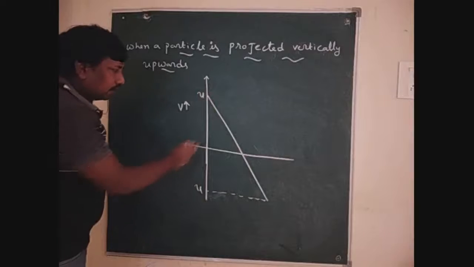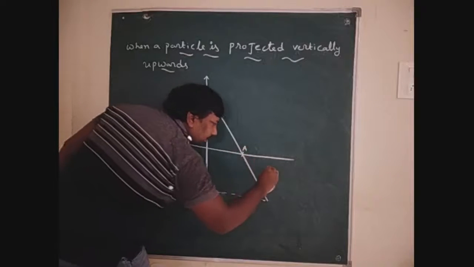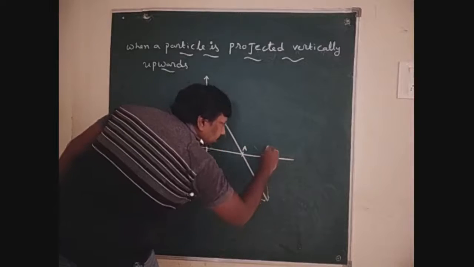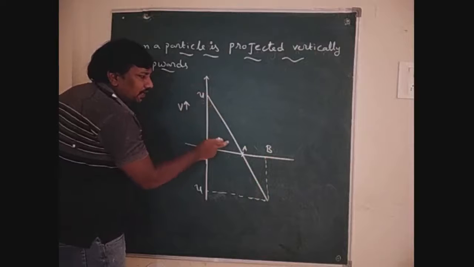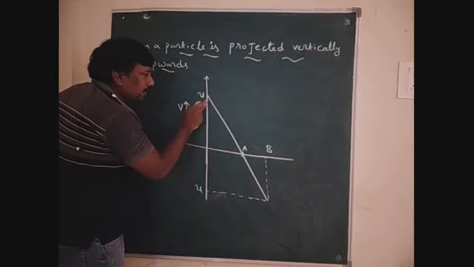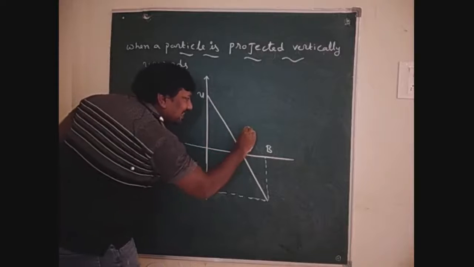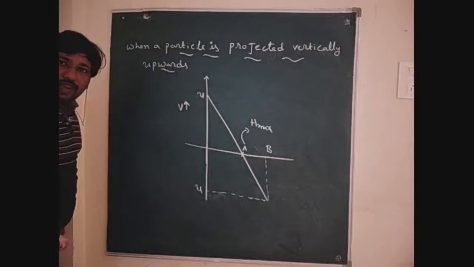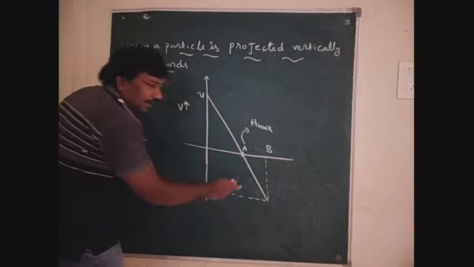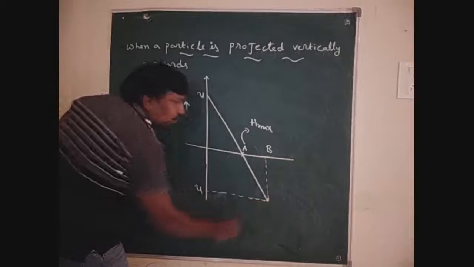So here in this case, this is the point A, this is the point B. In this situation, it is a vertically upward direction. Its velocity at maximum height is 0. So here point A is maximum height, so its velocity is 0. And then it returns to the earth surface, the same projection point.